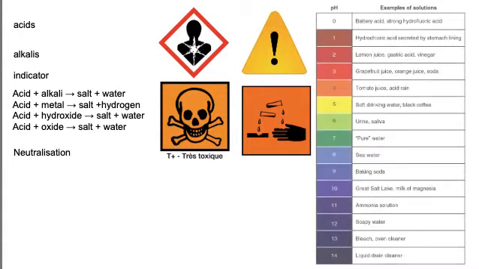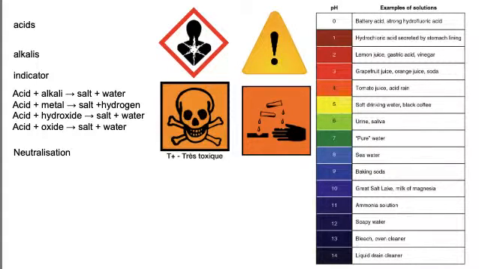Next, we have the pH scale. These are the colours that we use on universal indicator. They go through the spectrum from red through orange, yellow, green, blue, indigo and violet. In the middle is neutral things. pH 7 is neutral. It's not acid, it's not alkali.